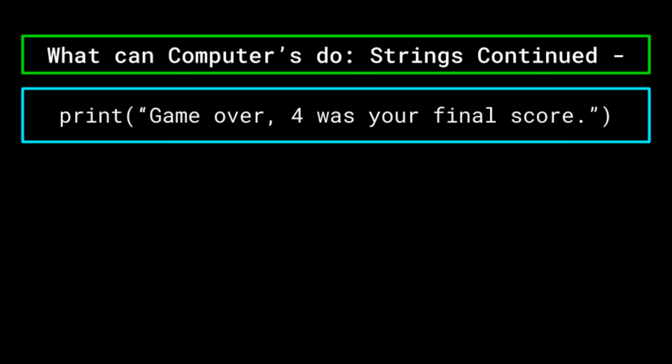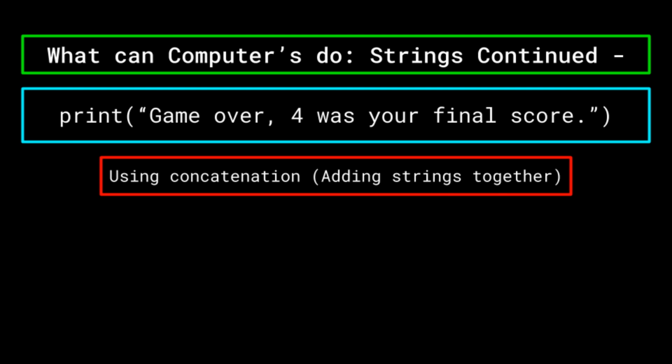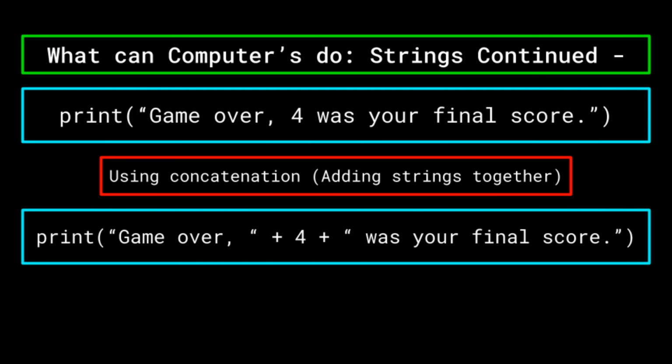Well, we're also able to print out multiple strings of text, and even integers, by adding them together in the print statement. This is known as concatenation. Continuing with our score example, if we wanted to print out the statement, game over, 4 was your final score, using 4 as an integer rather than a string, we could do this by breaking down the statement into 2 strings and an integer like so. Print game over plus 4 plus was your final score.